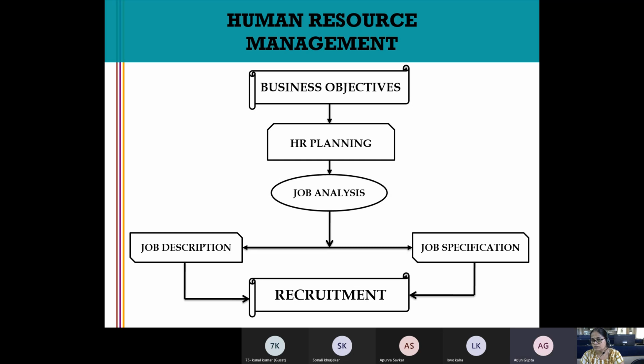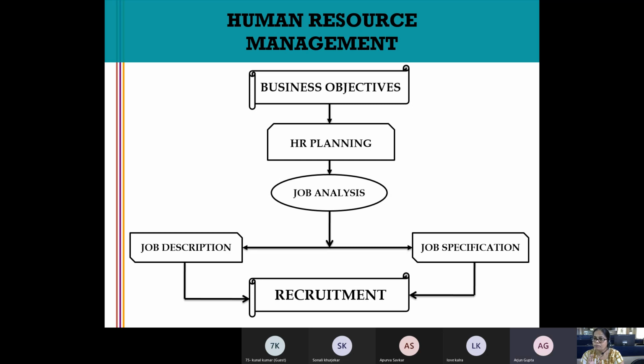Ma'am, in the recruitment process, we invite a pool of applications, then we screen them, and in selection, we select. Wait. Do we screen in recruitment? No, ma'am, that's a selection process. Yes.